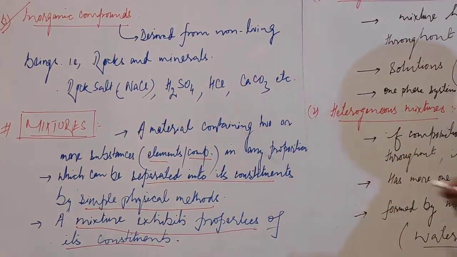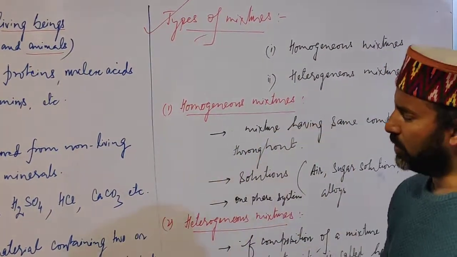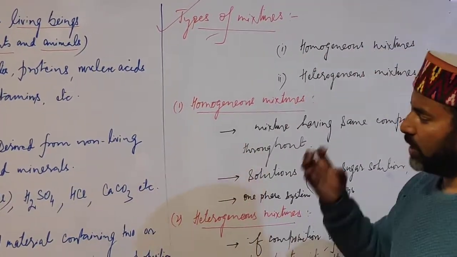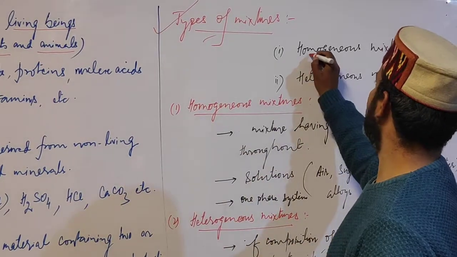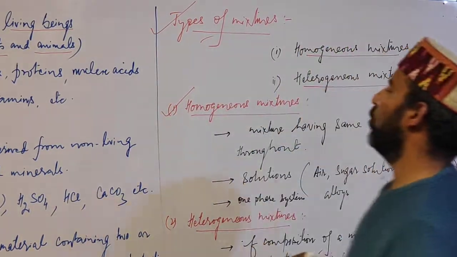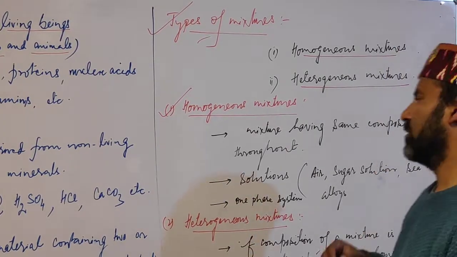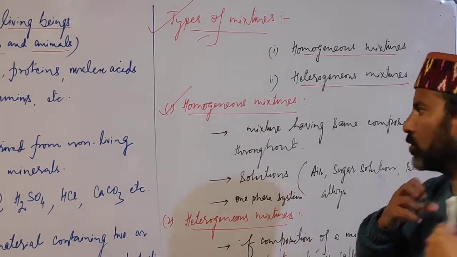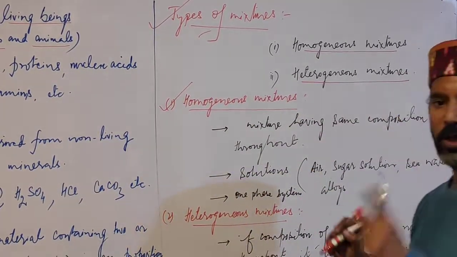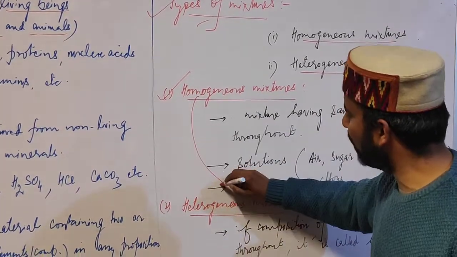Now students, the next topic is types of mixtures. And students, depending upon how many phases a mixture has, we have two types of mixtures: homogeneous mixtures and heterogeneous mixtures. First type is homogeneous mixtures. Now, what is a homogeneous mixture? So, a mixture that has same composition throughout is called homogeneous mixture. That means such mixtures have only one phase. So, a homogeneous mixture is a one phase system.